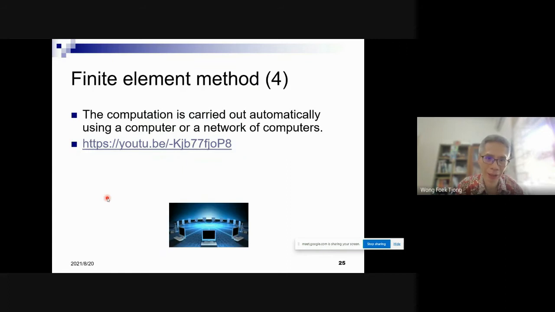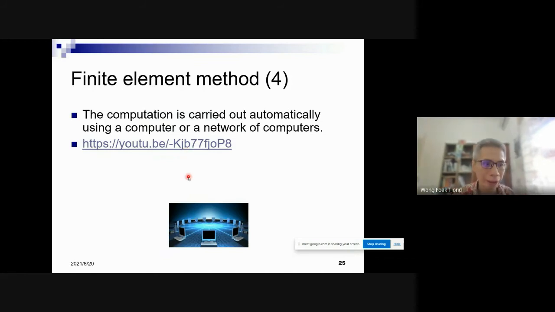Well, finite element method, the computation is carried out automatically using a computer or network, even a network of computers. You can visit this YouTube video for later for a little bit more explanation about finite element method. But I think it is enough introduction, right? I will not go through this video. So maybe just a summary: finite element method is not for manual computation, but for computer application.